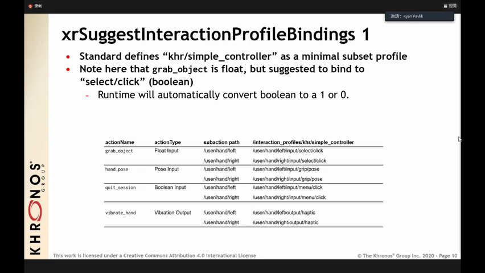One point about the simple controller is that its select input is Boolean. It only has on or off. We're binding grab object, which is a float input, to user hand left input select click, which is Boolean. This is fine. The runtime will automatically convert that Boolean value to a float 1 or 0. There are conversion rules that are specified in the specification for these common simple cases.